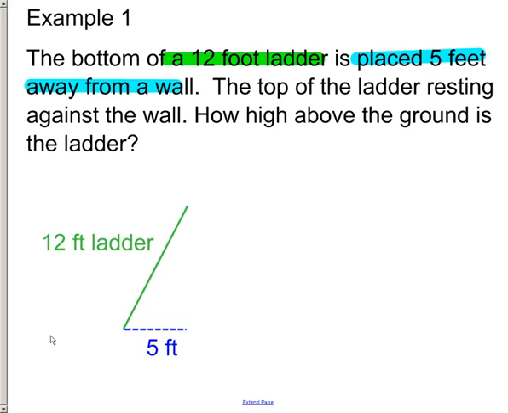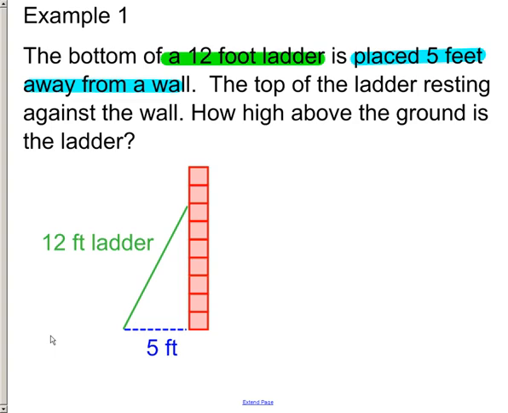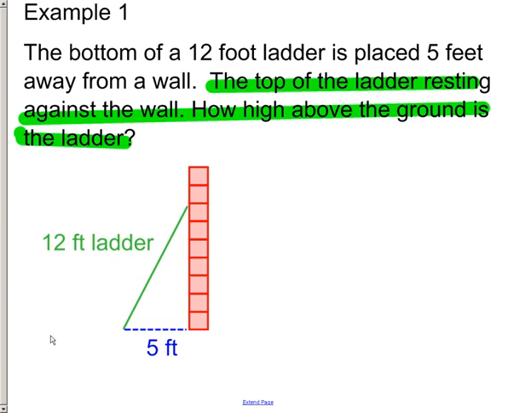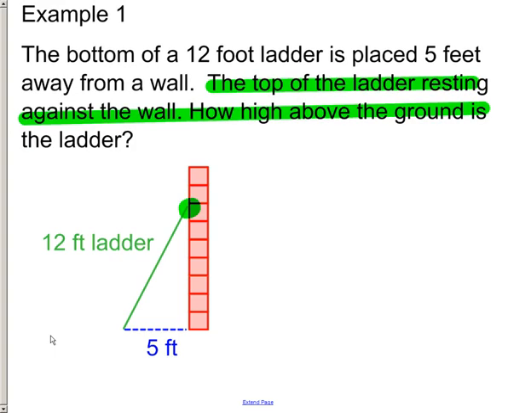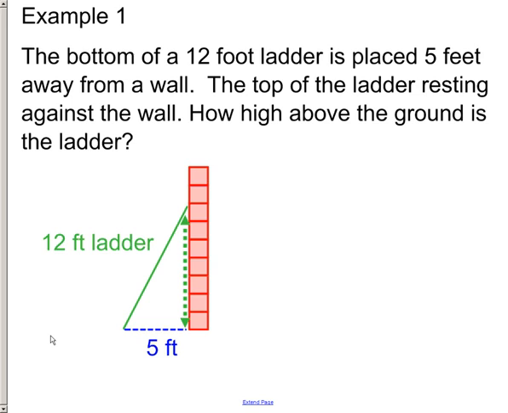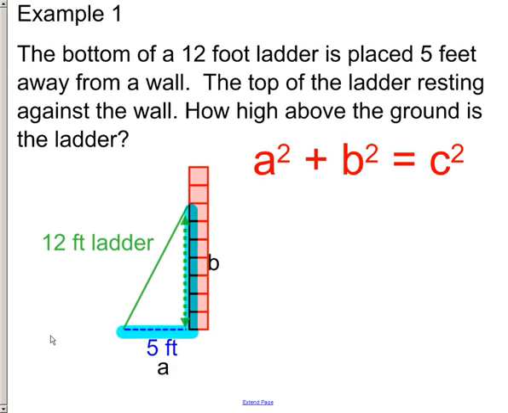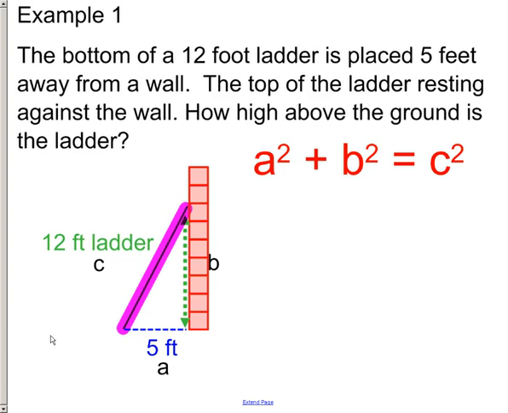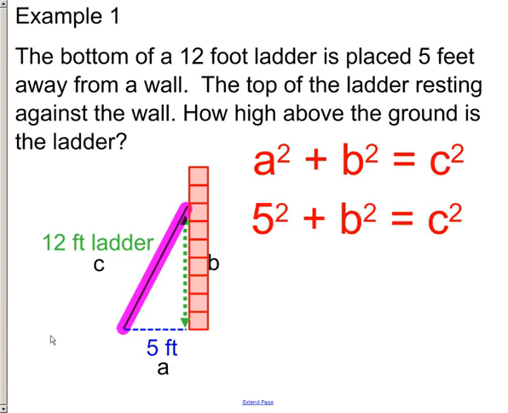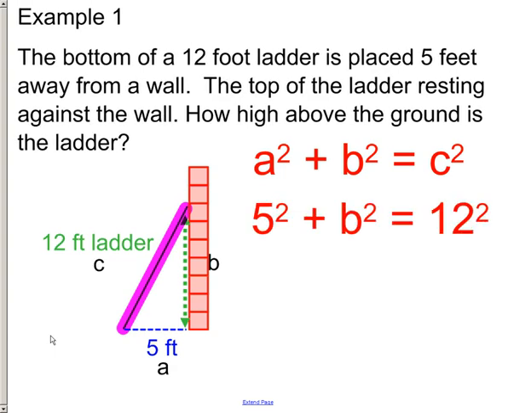And then let's draw a wall straight up that the ladder is leaning against. Now, the top of the ladder is resting against the wall, and we want to know how high above the ground that top part of the ladder is. So we just want to find the distance from the top of that ladder down to the ground, and that's a right triangle. So we can find our legs and pop in what information we can. The A is 5, and the hypotenuse is 12, so that's going to be the C, and we just go and solve.